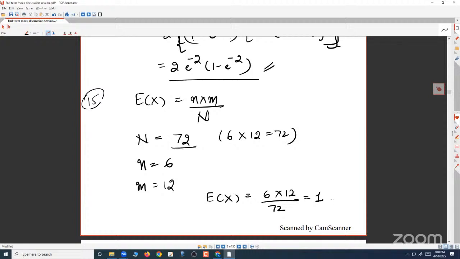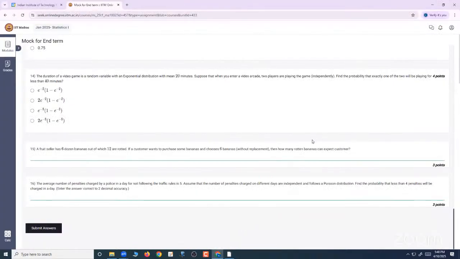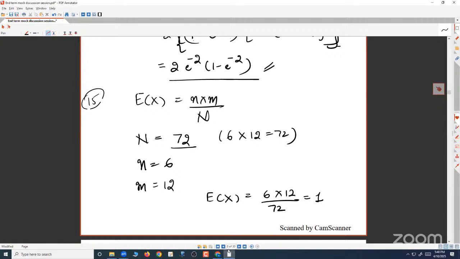So that means the customer can expect 1 rotten banana if he is choosing 6 bananas. Understood? Yes, ma'am. Is this question clear? The 15th question? To everyone? Yes. Okay, fine.